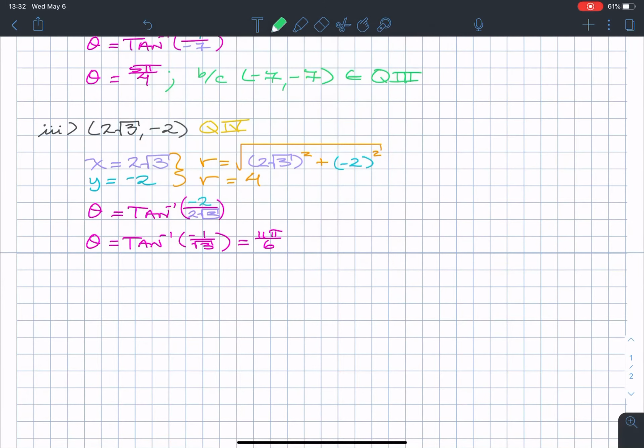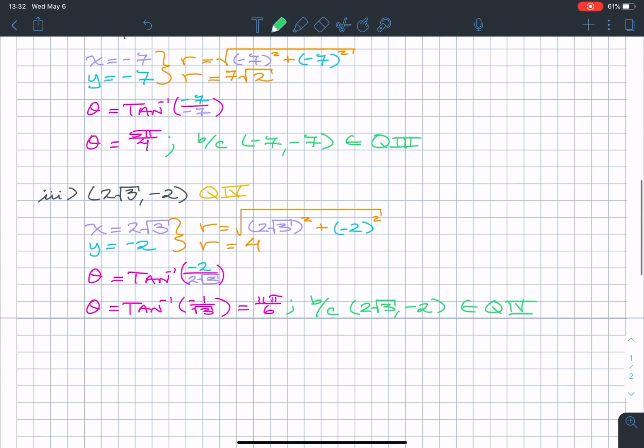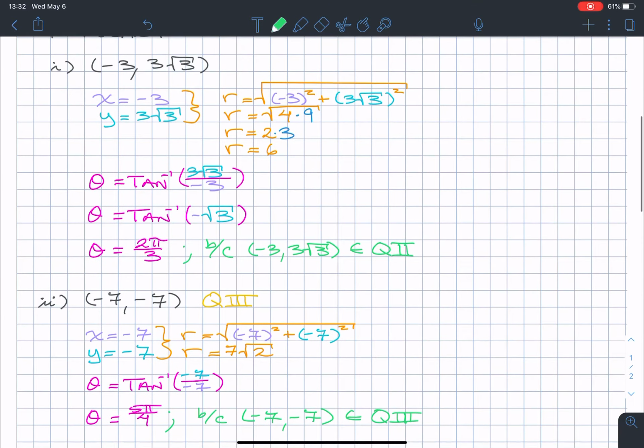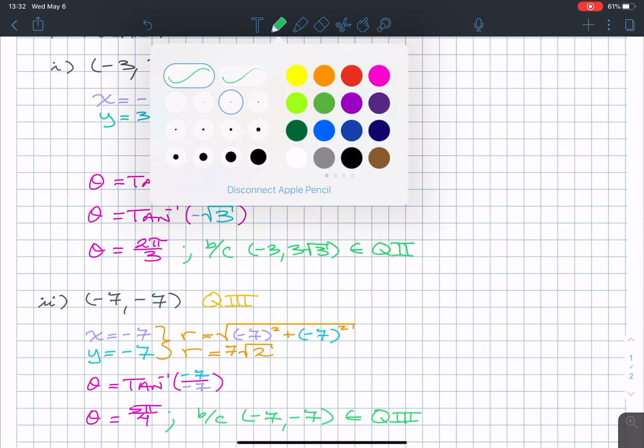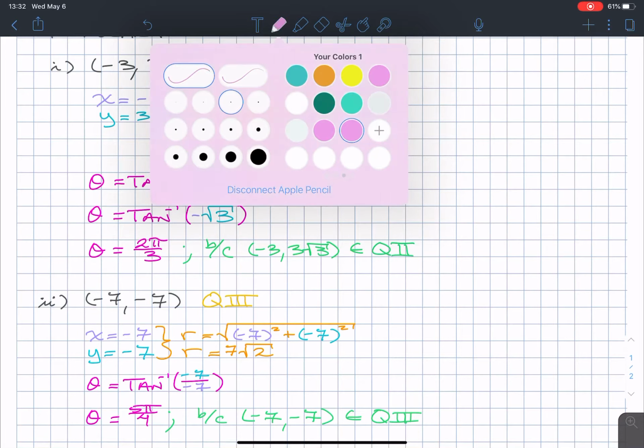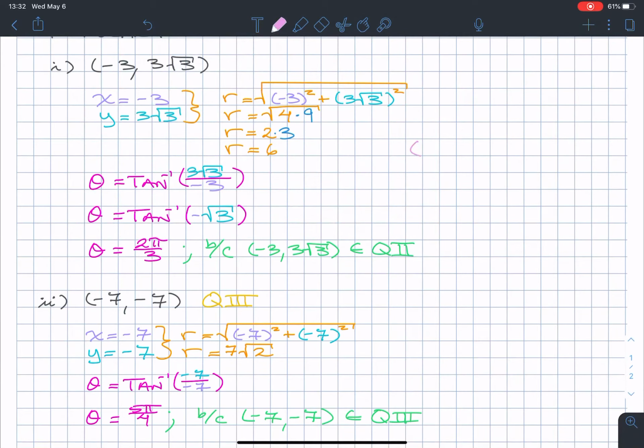Let me put because in quadrant 4, but now I need to finish all of these. So 2 root 3, comma negative 2 is in quadrant 4. I forgot to answer the question, which is, what is r comma theta? So formally, how shall I draw this? Maybe. So we have r comma theta is equal to our solution.